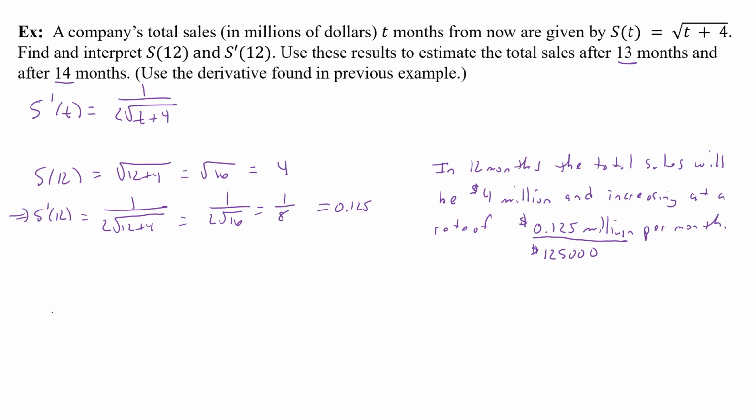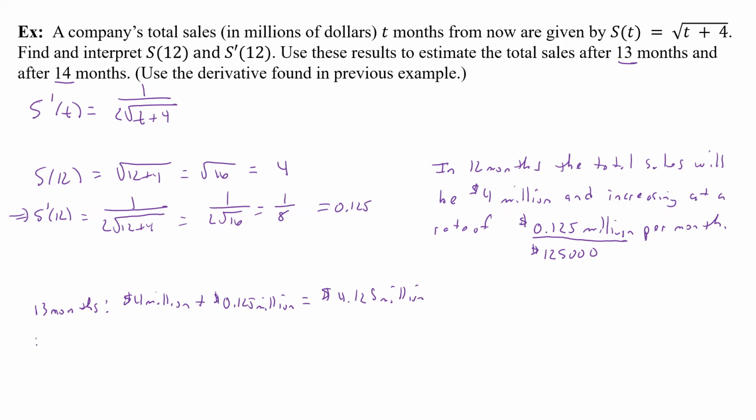Okay. So now they say, what is 13 months from now? Well, it's going to be our sales at 12 months, 4 million, plus how much we're making per month. So 1 month later is going to be 0.125 million more, or 4.125 million. Now, if we'd converted the million here to 4 and 6 zeros, and we had this and that, then we'd have 4,125,000, and we could write that out as well. So depending on how you want to write it, as a lot of zeros, or if you want to put the millions and write it out like that, that's fine as well.